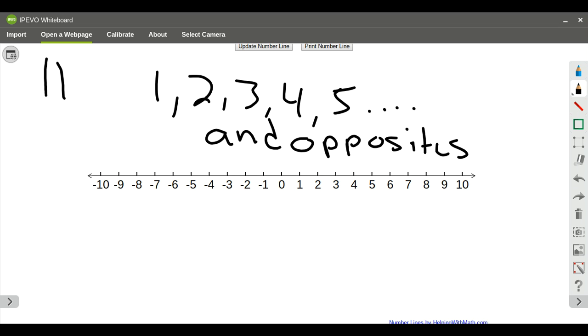So 0 is not going to be a positive or negative number. 0 is neutral. Okay, so we need to remember as we go through our lesson that 0 is going to be neutral. But an opposite is going to be a number that is an equal distance from 0 on both sides of the number line, both positive and negative.